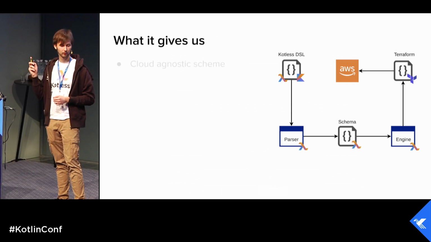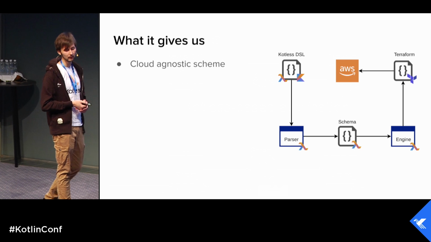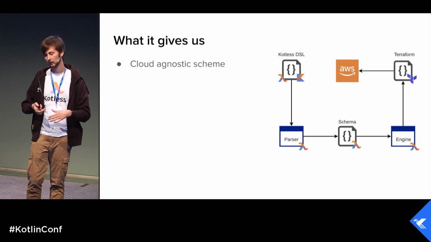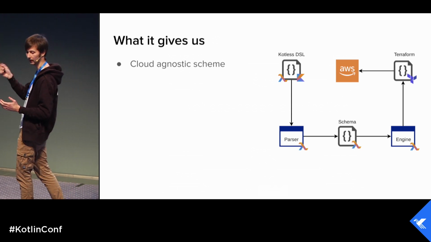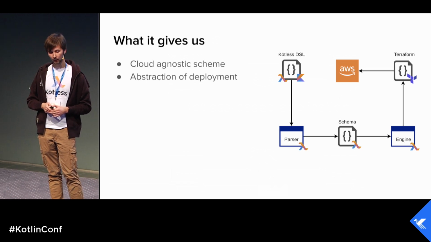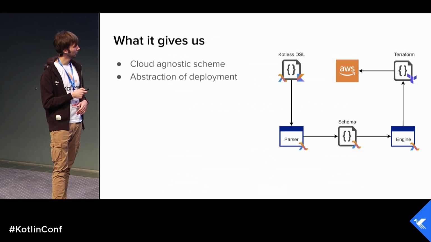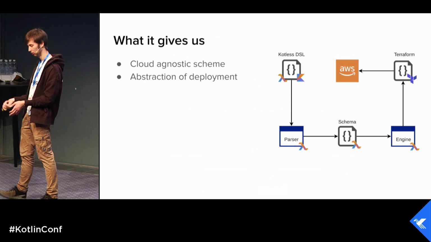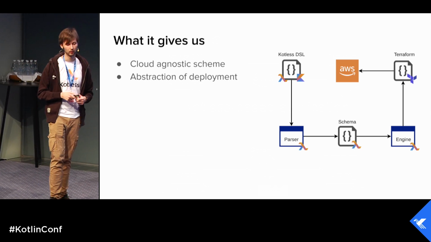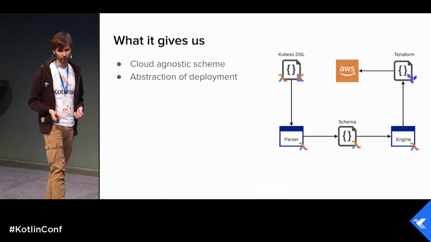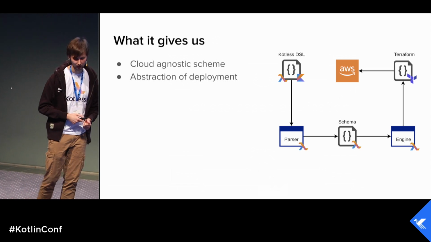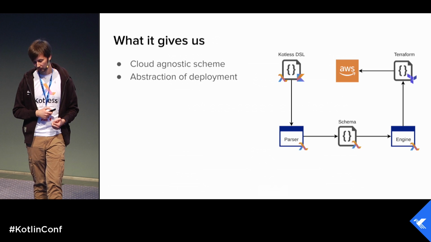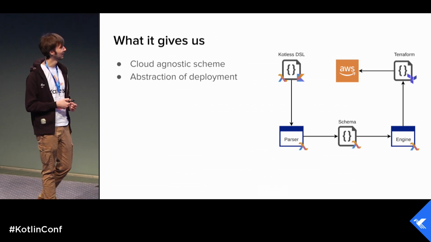What does this pipeline give us? First of all, we are using a cloud-agnostic scheme, and it means that in general, we can generate not only AWS deployments, but Azure deployments, Google Cloud Platform deployments, IBM deployments, or anything else. Secondly, we have an abstraction of deployment. As you may see, we are using only the scheme during the generation, so we can generate not only Terraform code, but also CloudFormation code, or Pulumi code, or any other infrastructure as code. We can even generate serverless.com code, if you have a question about it. But it's kind of our natural enemy, so we would not do it.